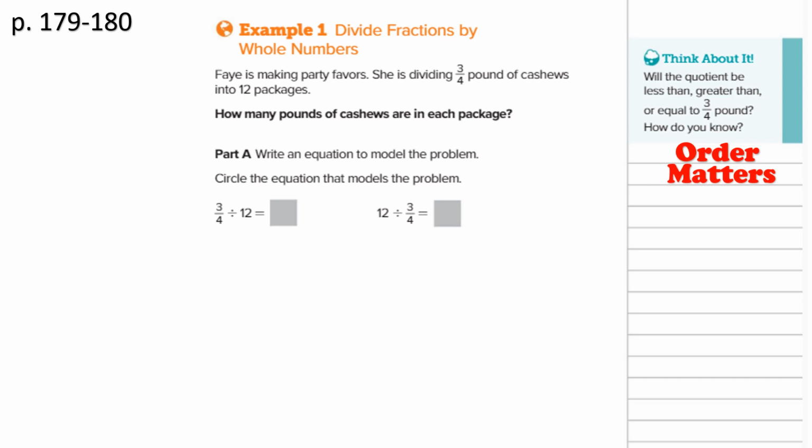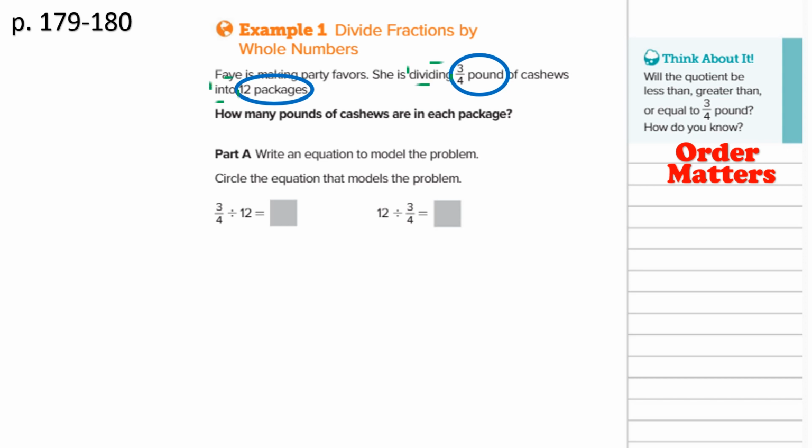The first thing we start with is looking for numbers and labels so I know what I'm dealing with. If the labels match, then I know I can do work with them. But if the labels don't match, then usually I can't do work with them, or I end up with a mixed label like miles per hour. My first one says Faye is making party favors and she is dividing 3/4 pounds of cashews into 12 packages. So I have another number and label, right? Not really the same label. So let's figure out what I need to do.